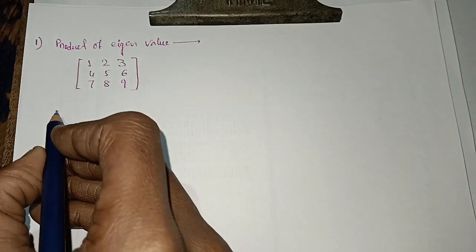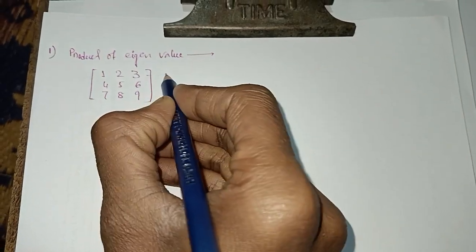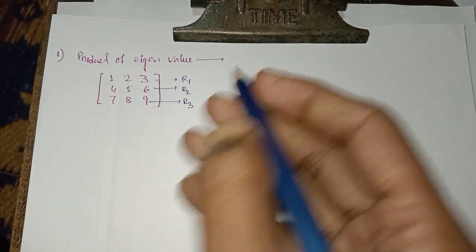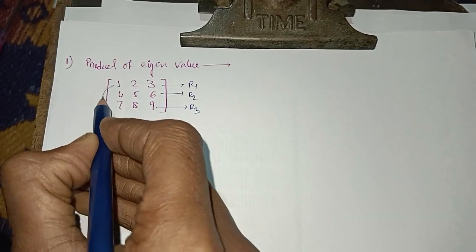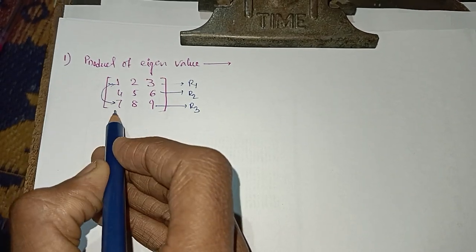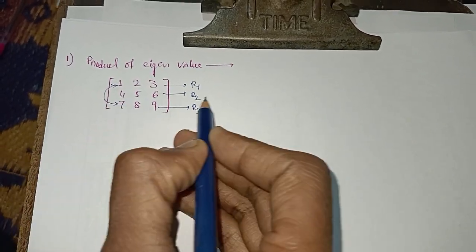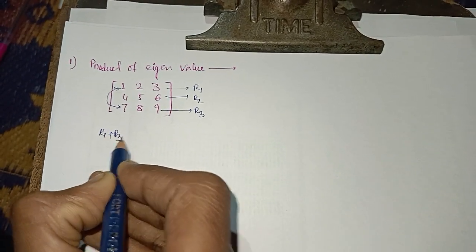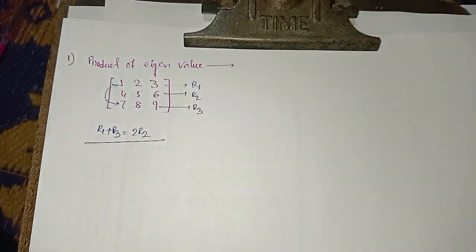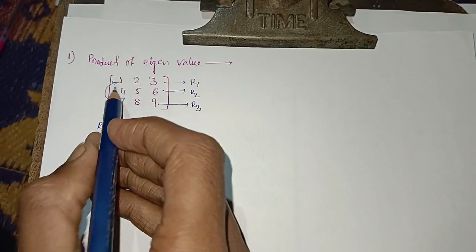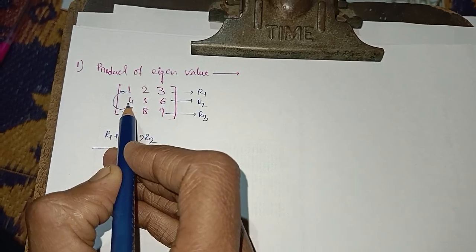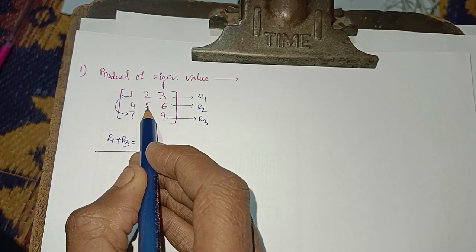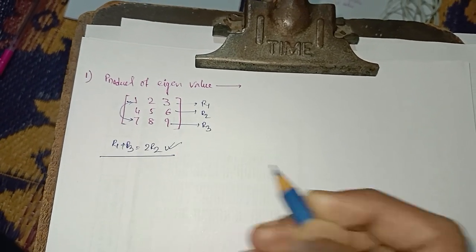For this we have to check whether there is any relationship between row 1, row 2, and row 3. We can see that if we add row 1 and row 3, it is equal to 2 times row 2. Row 1 plus row 3: 1 plus 7 is 8, 2 plus 8 is 10, 3 plus 9 is 12, which equals 2 times row 2, which is 8, 10, 12. So this relationship holds.